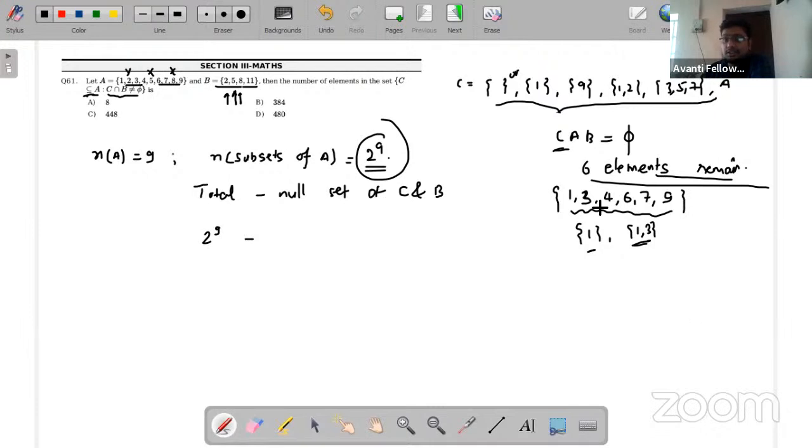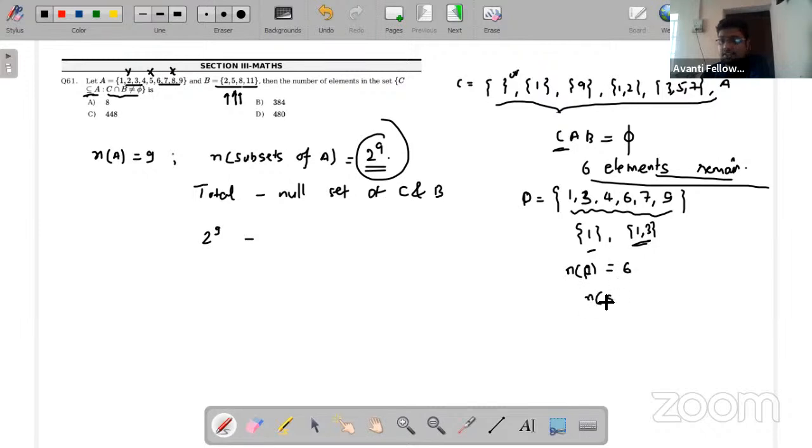Okay, so here you can see, this will be my final C. C intersection B is a null set. Okay, so here number of elements of C is, let's say I'll take not C, I'll take it as P set. So n(P) is here 6.